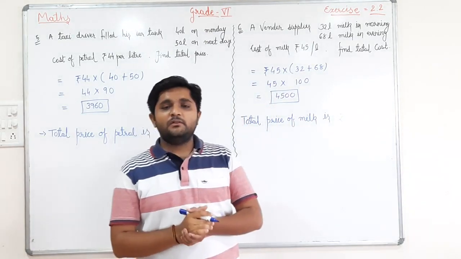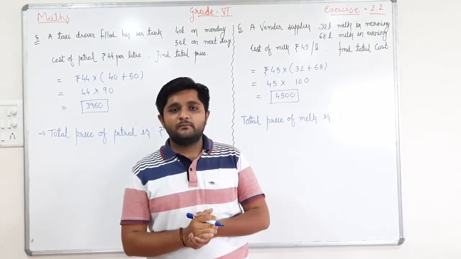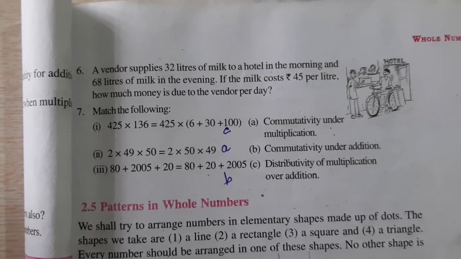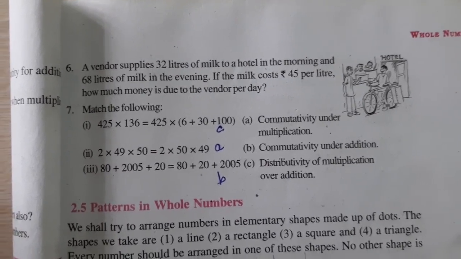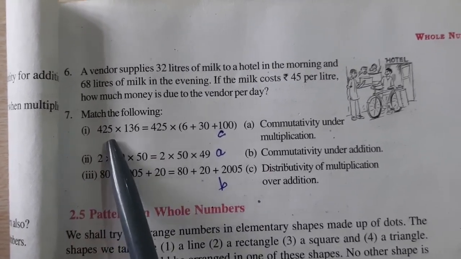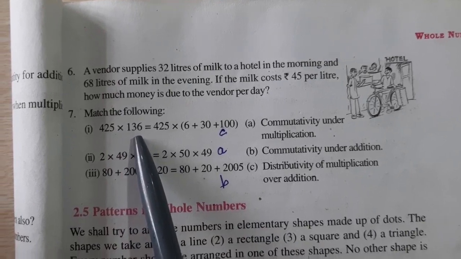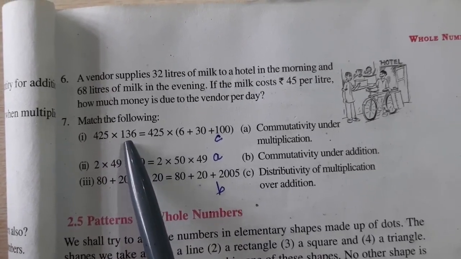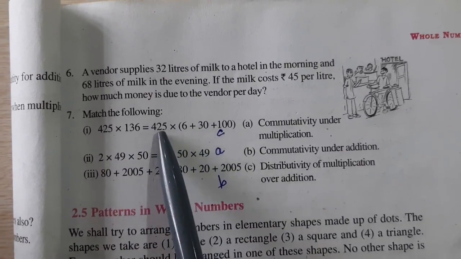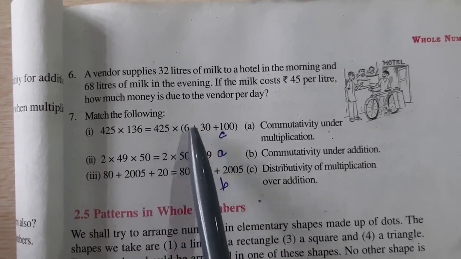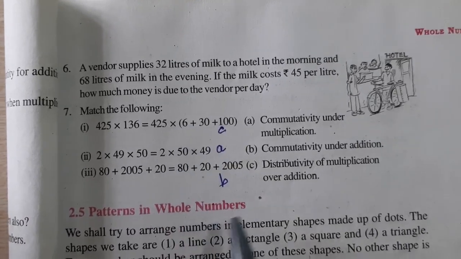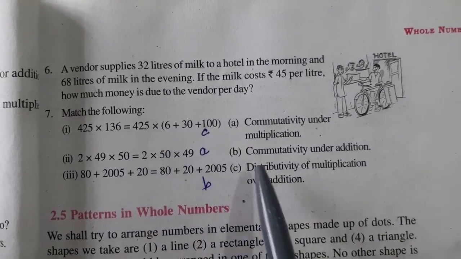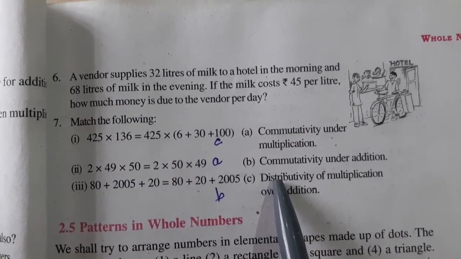So this way we can solve the sums. Now friends, let me see question number 7. So question number 7 is match the following. So first one, 425 multiplied by 136. So they just divide 136 into two part, 100 plus 30 plus 6. So now we can do it by the distributive property. So distributive of multiplication over addition. So for the first match the answer is C.